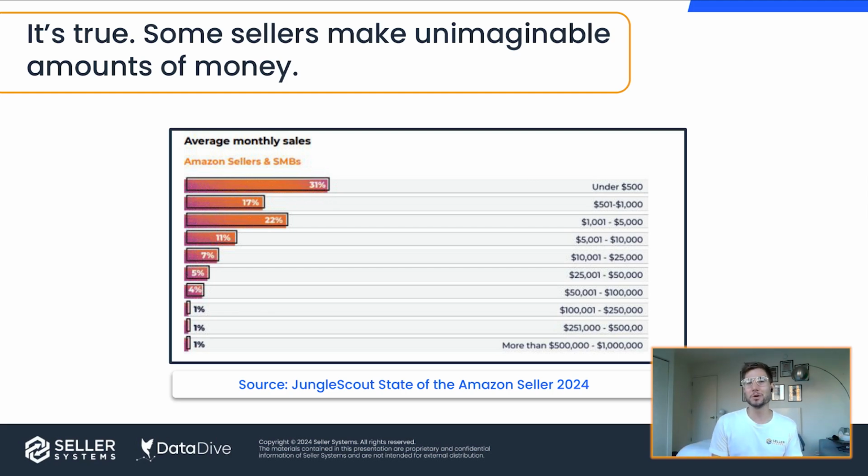But the reality is most sellers are actually not making millions of dollars on Amazon. This is from a Jungle Scout State of the Industry report, and you can see that the majority of sellers are actually making pretty small amounts of money with a much smaller distribution at the top end.